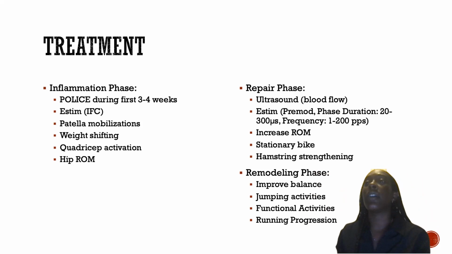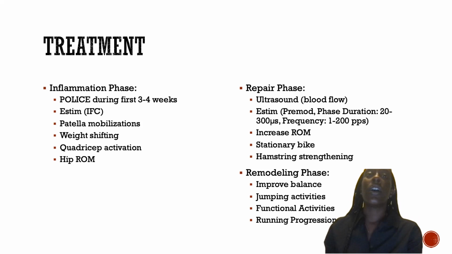So once they're able to move and come out of full extension, stationary bike just to get the hip moving. Arm bike, the ergometer in the beginning as well can be very helpful with maintaining their cardio endurance. And then hamstring strengthening. So we're just doing mini squats at this point. Anything to not let that extremity lose strength.